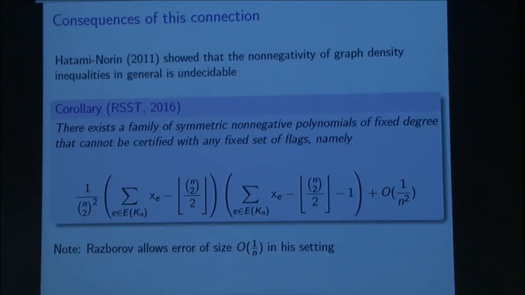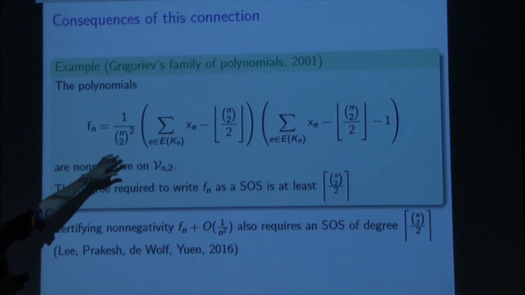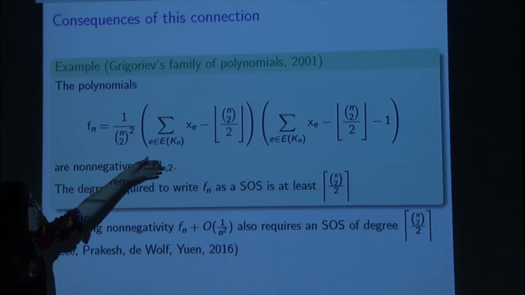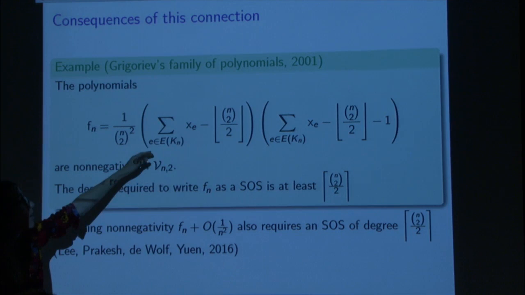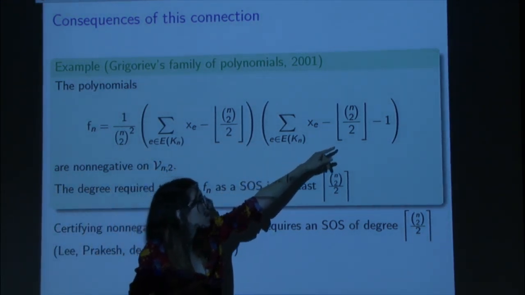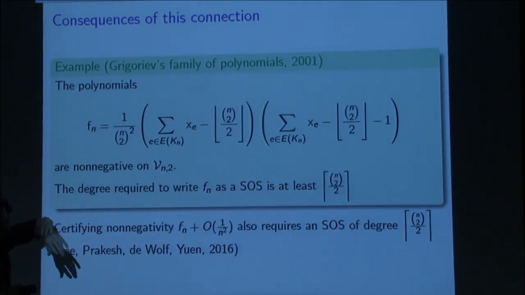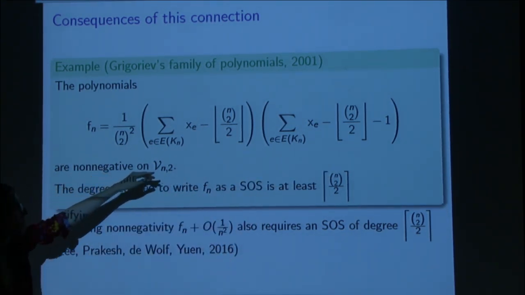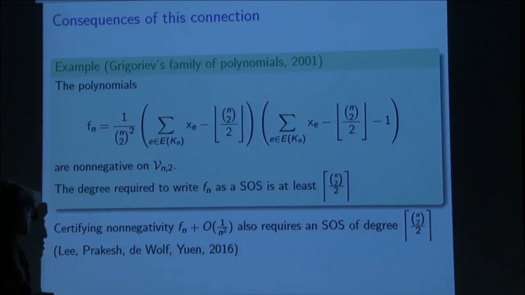What is this? This is a knapsack example? Well, kind of. You could see it as a knapsack example. It's the famous Grigoriev example: if you add up all of the edges in a graph, remove about half, and multiply that by itself minus one, then this is clearly always non-negative. So this has nothing to do with graphs. It's just you have n variables. So it is a knapsack. You want to say that the sum of Boolean values cannot be fractional.